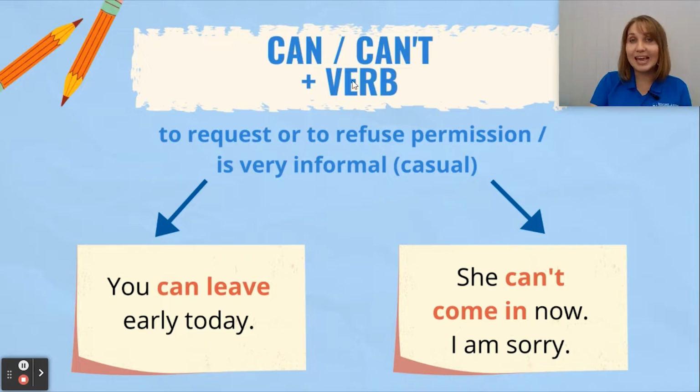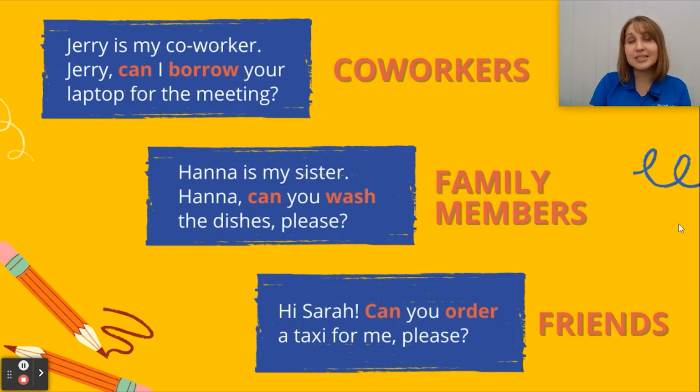We are using can or can't plus a verb in order to request or to refuse permission. It is a very informal and casual way. Examples: "You can leave early today. She can come in now. I am sorry." So since can is very informal and casual, very often we would use this form when we have a conversation with our coworkers, with our family members, and with our friends.